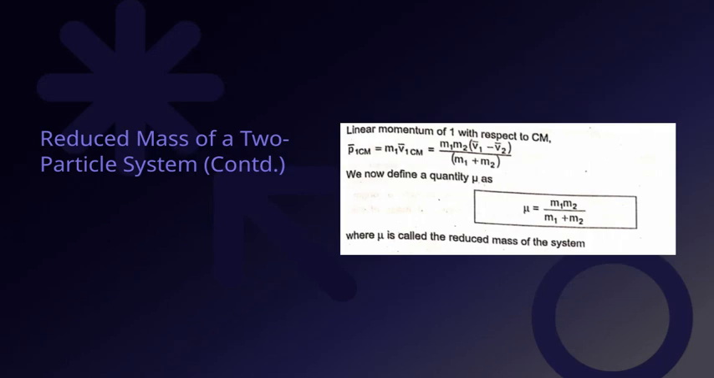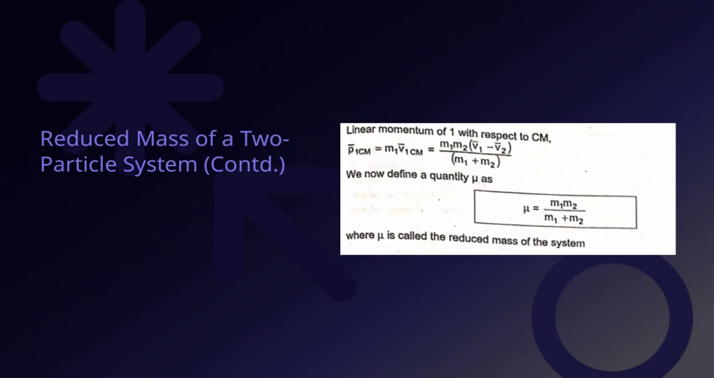Let's continue exploring the concept of the reduced mass in a two-particle system. As we discussed earlier, the reduced mass simplifies the complex two-body problem into an equivalent one-body problem, making calculations much more manageable. Now, on this slide, we're delving further into this idea, building on what we've already covered. Remember, the key point here is that by using the reduced mass, we can analyze the relative motion of the two particles without getting bogged down by their individual masses.